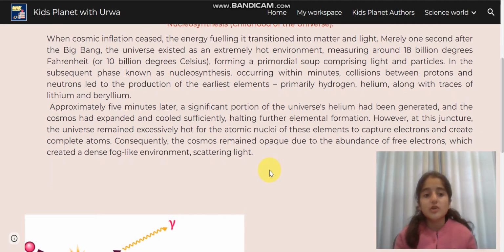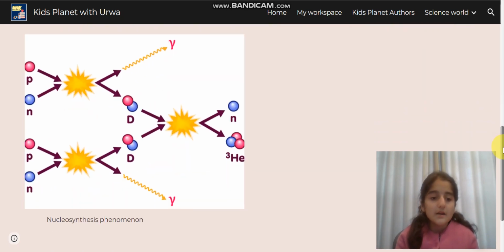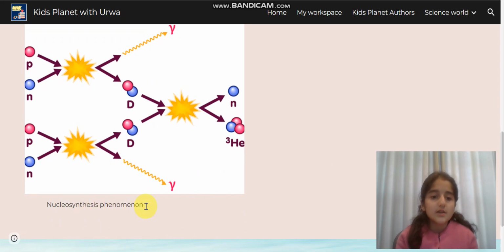However, at this juncture the universe remained excessively hot for the atomic nuclei to capture the electrons. So the electrons were totally free and there were no atoms at that moment. And that's why the universe was opaque, because of the abundance of free electrons, which created a dense fog-like environment that scattered light. This is a picture that represents the nucleosynthesis phenomenon.